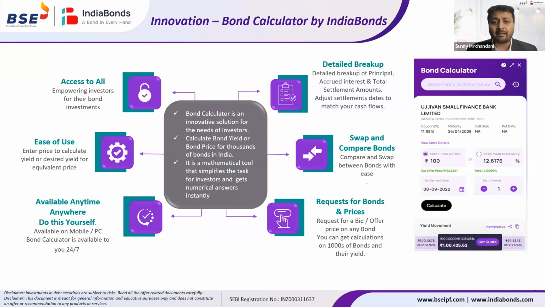At the back end, we have created an engine that incorporates every aspect of a term sheet. For example, if you want to invest in Tata Capital, when you search Tata Capital you get their 10 bonds, and those 10 bonds all have unique ISINs and they have different maturities, they have different characteristics.